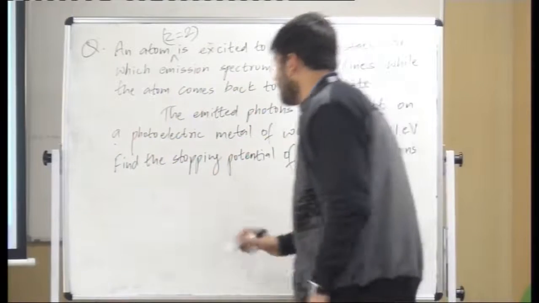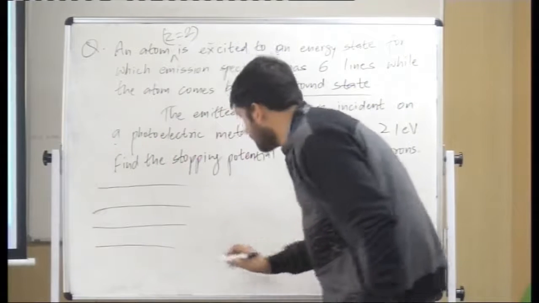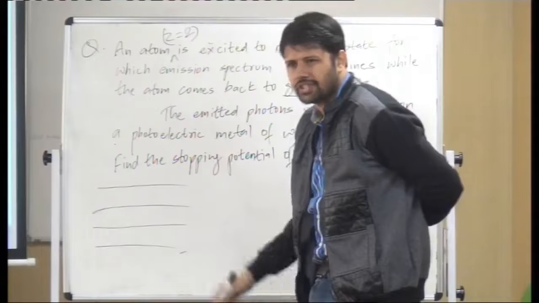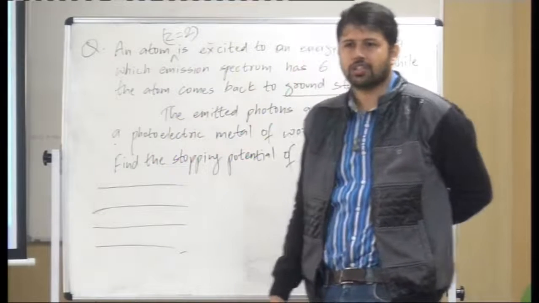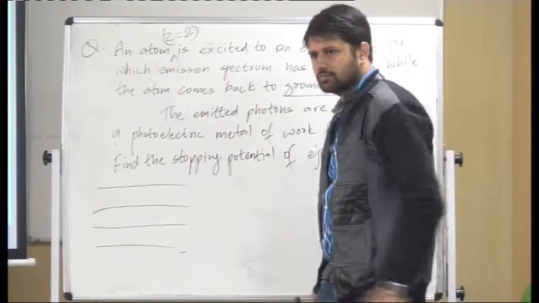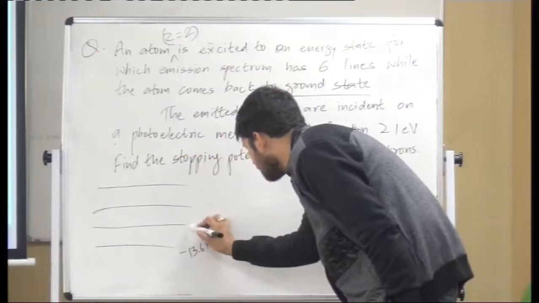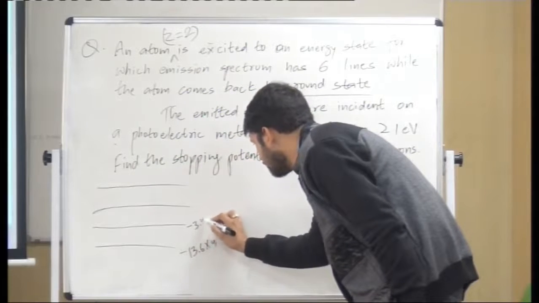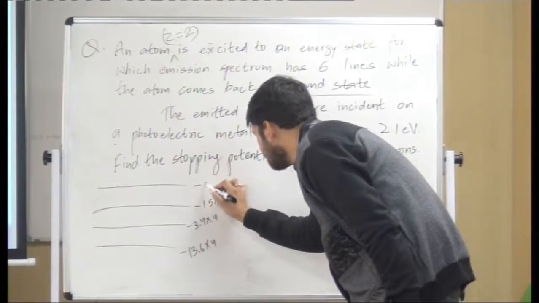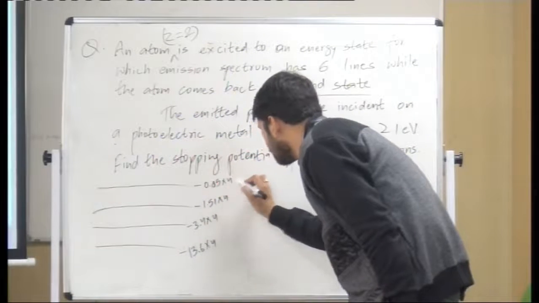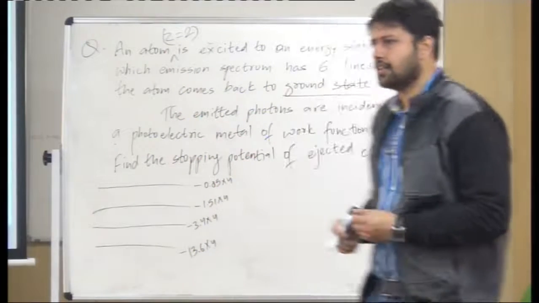Now, let's draw the energy levels. For ground it is minus 13.6 into Z square, so minus 13.6 into 4. How much would it be? This would be minus 3.4 into 4, minus 1.51 into 4, and minus 0.85 into 4. Right?